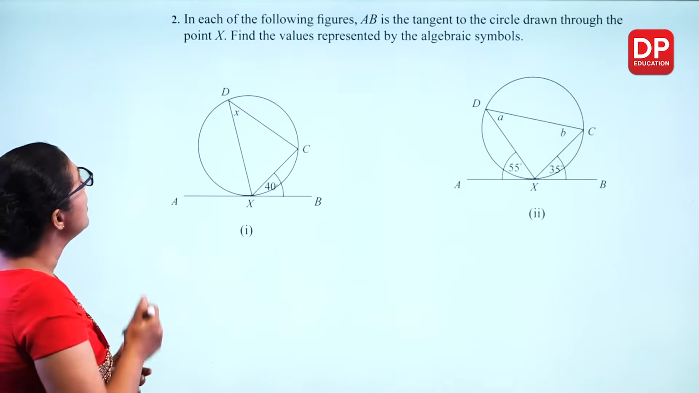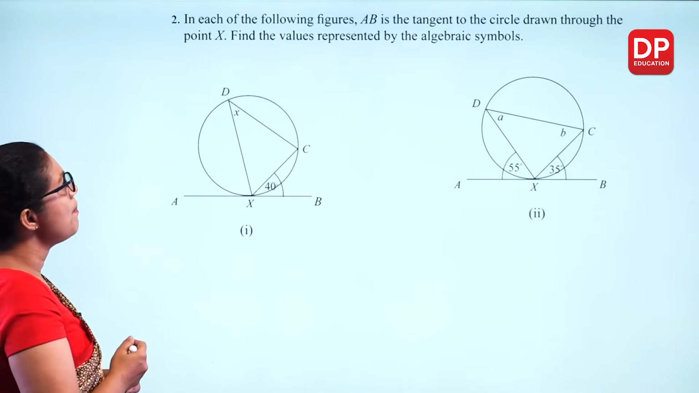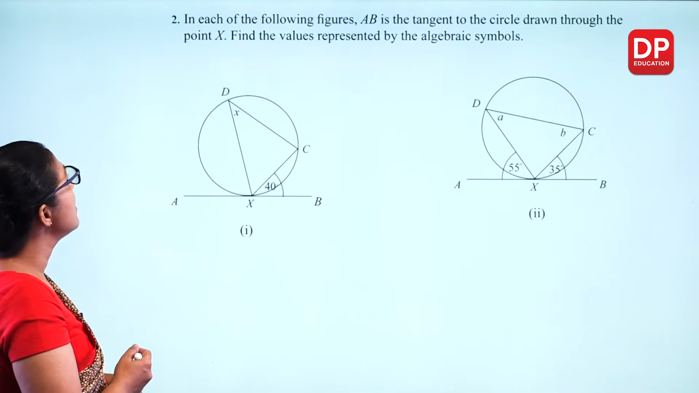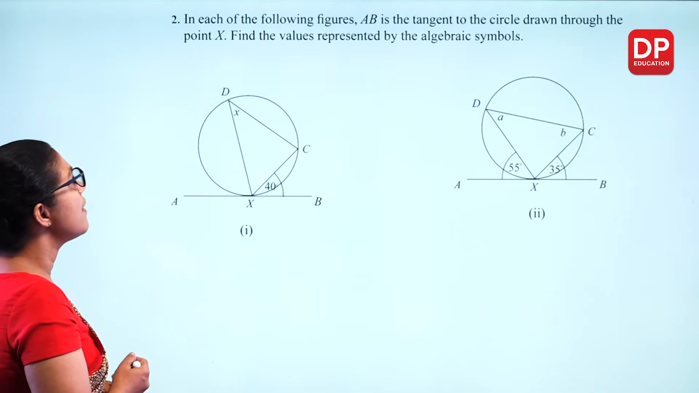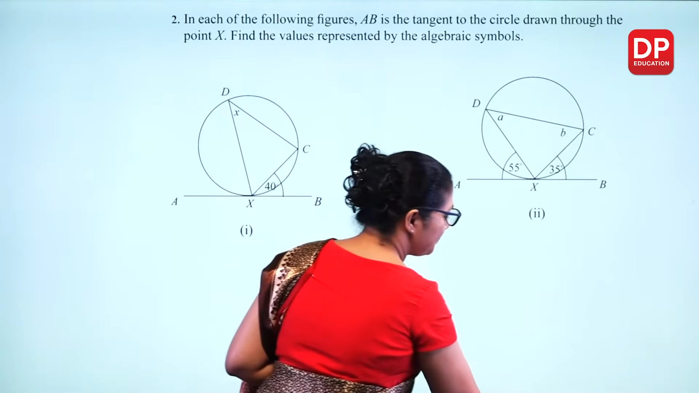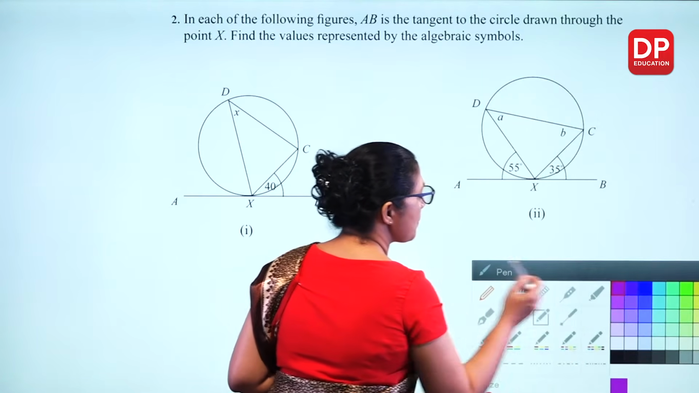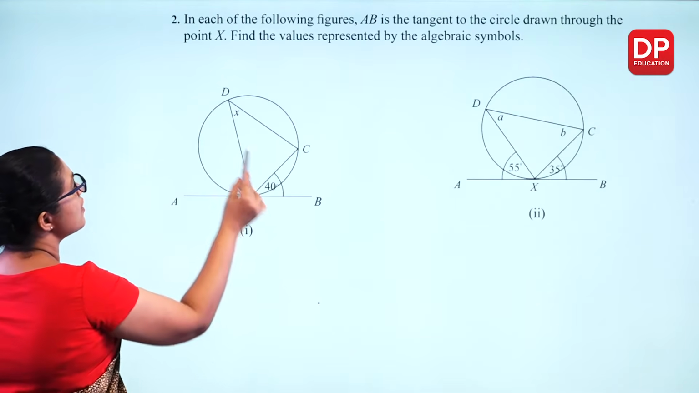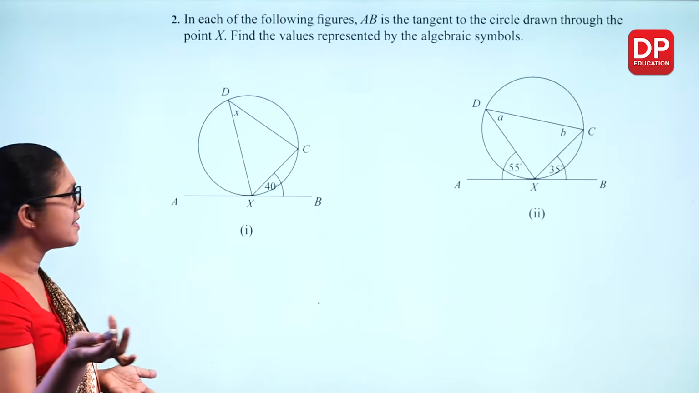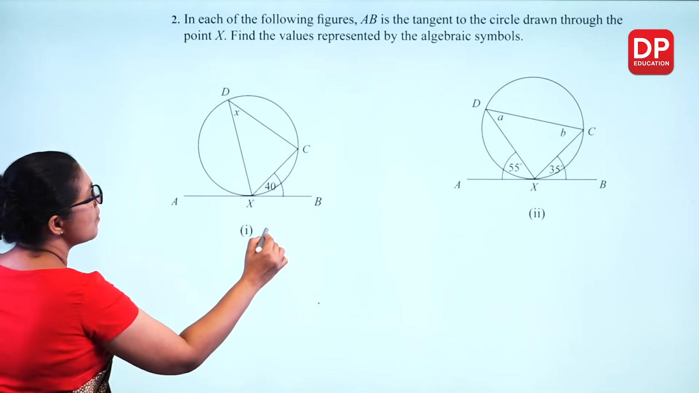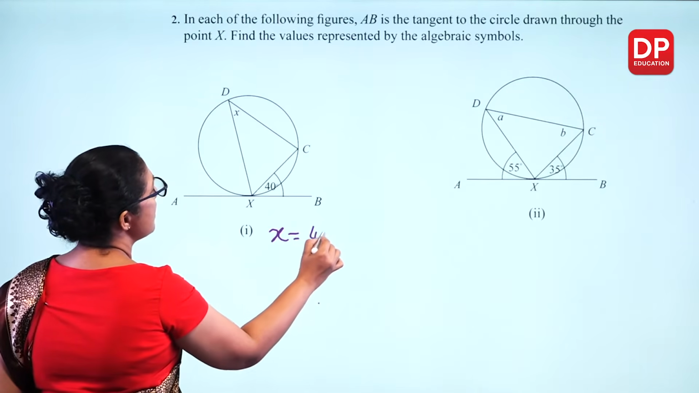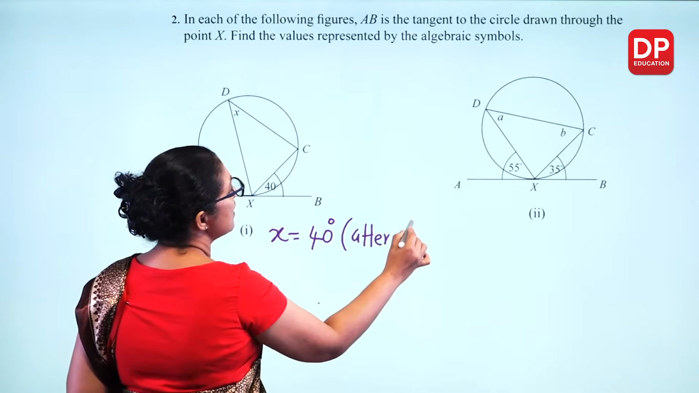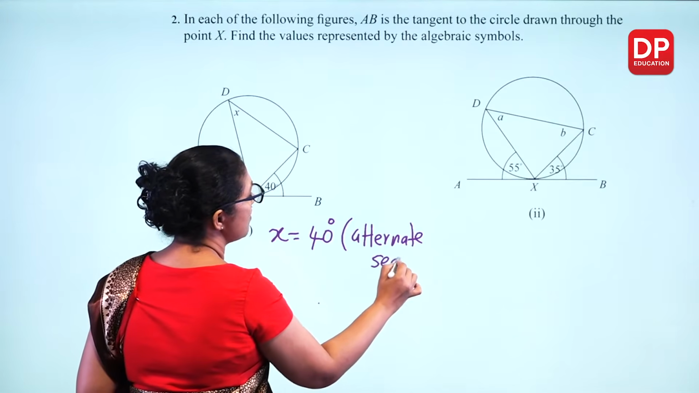Question number 2. In each of the following figures, AB is the tangent to the circle drawn through the point X. Find the values represented by the algebraic symbols. You have given this angle is 40 and you are asked to find out X. So what is X? Straight away, X is equal to 40 degrees according to alternate segment theorem.